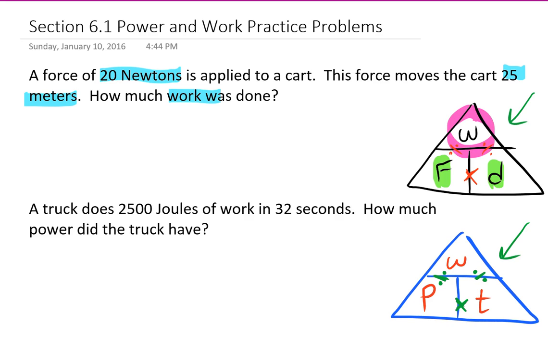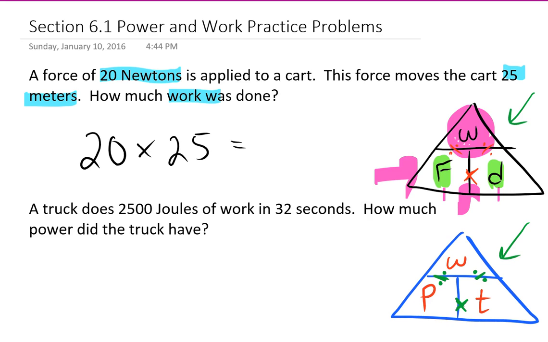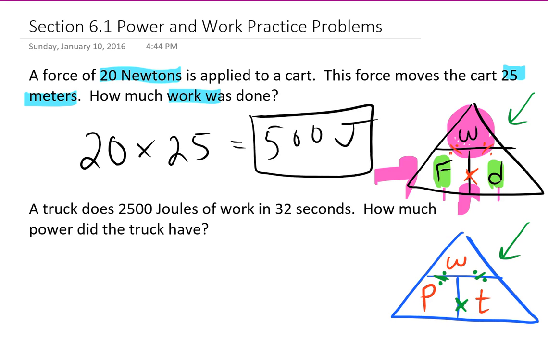To use an equation triangle, what you do is you cover up what the problem's asking for, which in this case is our work, and look at what's left over. We have our force and our displacement beside each other. Whenever they're beside each other, we're going to multiply. So we have our force, which is 20, multiplied by our displacement, which is 25. If you multiply those two values, 20 times 25 gives us 500 joules of work.